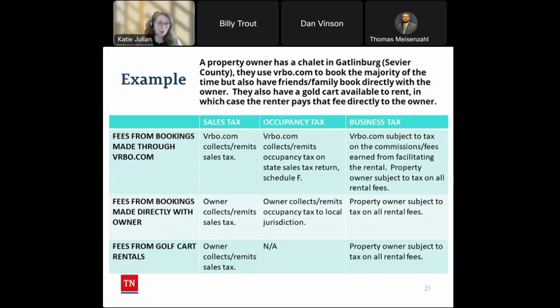The fees from golf cart rentals. The owner is going to collect and remit sales tax on those. There's going to be no occupancy tax on those fees from a golf cart rental. For business tax, the property owner is going to be subject to tax on those rental fees.